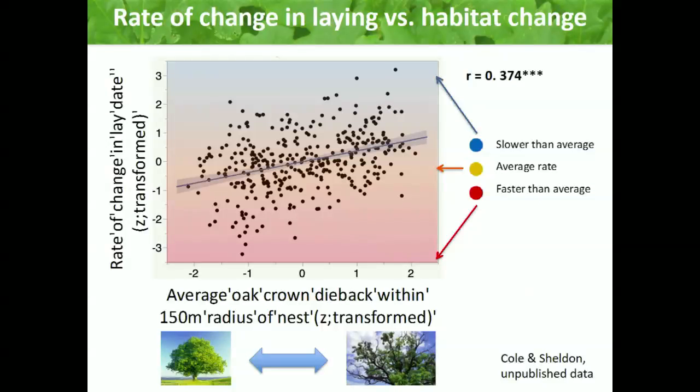So we see a relatively strong correlation between the rate of change in laying over time and the health of the trees surrounding a nest box. So the y-axis here just shows the rate of change, where more negative numbers show a faster than average rate of change. So you can see these nest boxes with fast rates of change tend to be in healthy areas compared to boxes with slower rate of change, which are in areas with more oak dieback, so areas where the habitat quality has actually been declining over time.